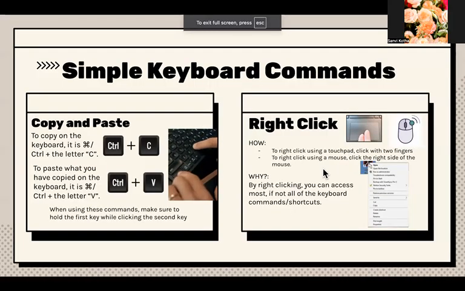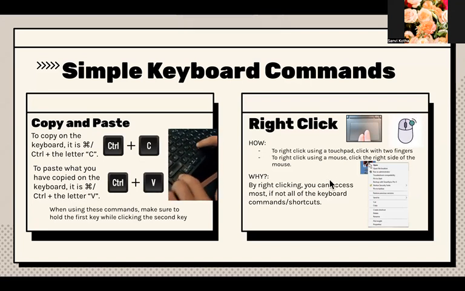So what about the right click? The right click can be used using your touchpad by clicking with two fingers. To right click using a mouse, you can click the right side of the mouse. But why? By right clicking, you can access most, if not all, the keyboard commands and shortcuts.